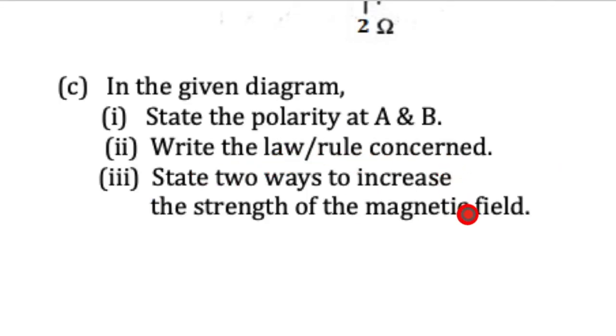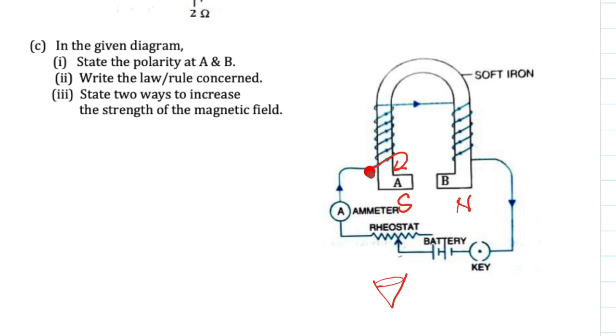Write the law or rule concerned. Now what did we look over here? We looked at the anti-clockwise and clockwise direction here. That means we have used the clock rule. So we have to write the rule, not state the rule. Make a distinction between state the rule and write the rule. Write the rule means you just write it down. And 2 ways to increase the strength of the magnetic field. You know what the answer will be. You can add 1 more cell to the circuit in series, or you can decrease the resistance of the rheostat to increase the current, and you can also increase the number of turns in the arms here of the electromagnet.